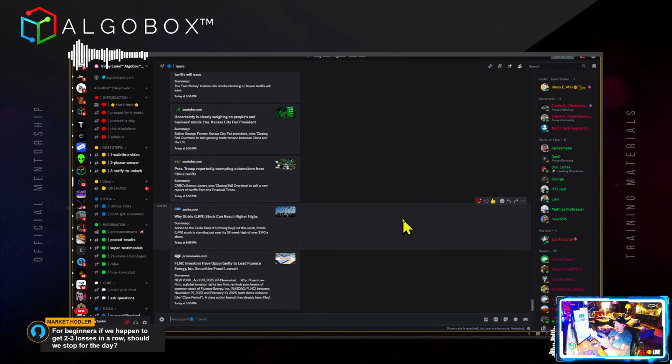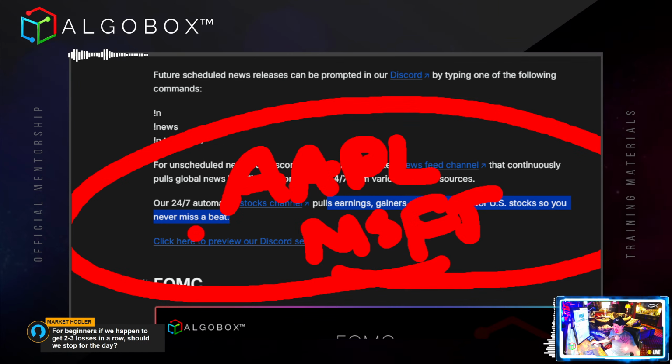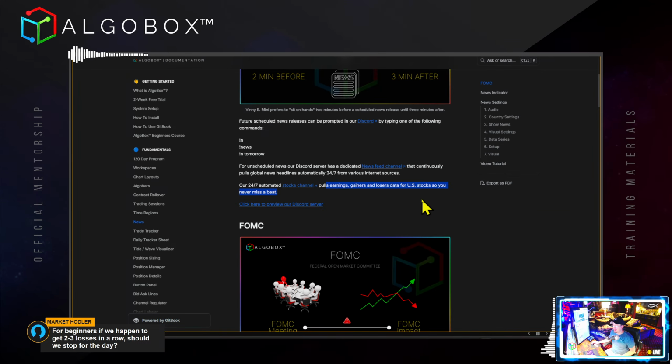The 24/7 automated stocks channel pulls earnings, gainers, and losers for US stocks. So if you are trading stocks, again, AlgoBox does work on stocks. All you need is a data feed for stocks, and then you can literally type in AAPL if you want to check out Apple analysis. You want technical analysis from AlgoBox run on Apple, or on Microsoft, MSFT, or on Tesla, TSLA. You can literally type that on your chart, and if you have them color linked, boom, switch it, and all your charts will show you the multi-time frame across stocks.